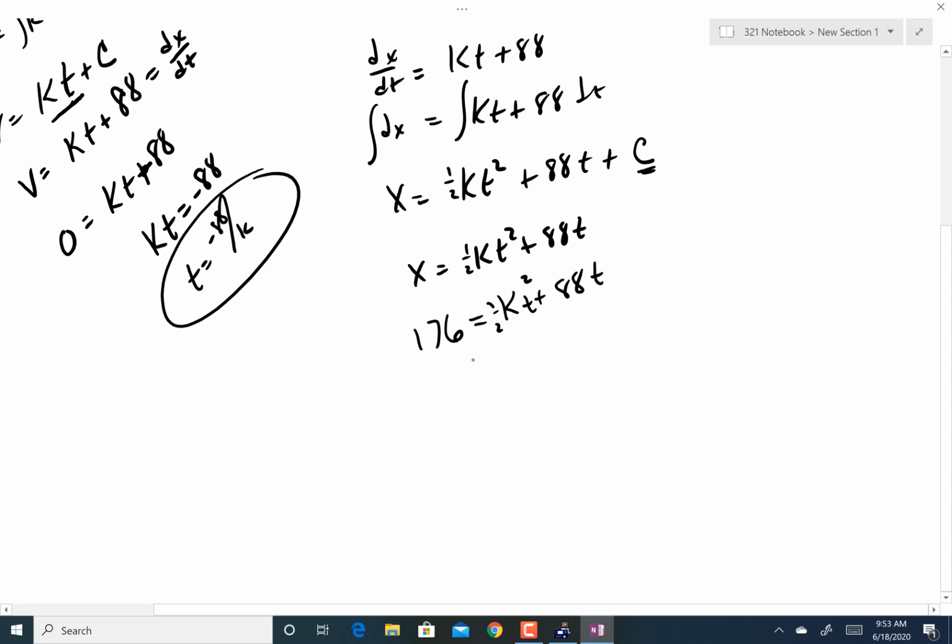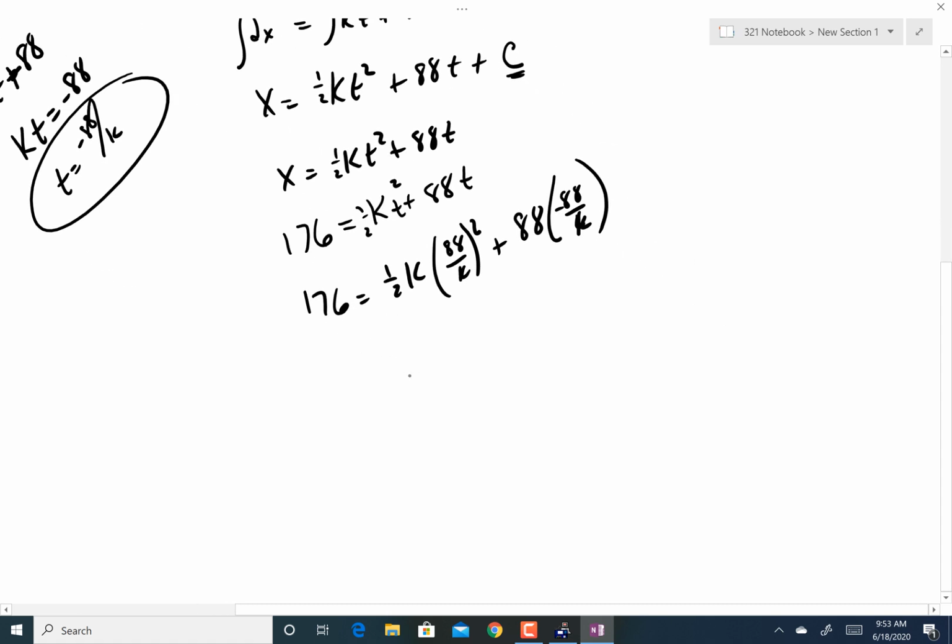Okay, great. So let's substitute, shall we? It's 1/2 k. And then your t is going to be 88 over k squared plus 88 times 88 over k, negative this time because it matters because I'm not squaring it that time. See if we can do this right this time. So it's going to be over k. You see that? It's going to be over 2k, 88 squared.